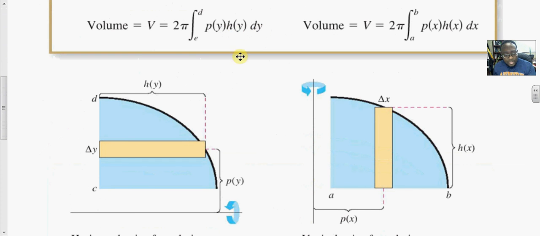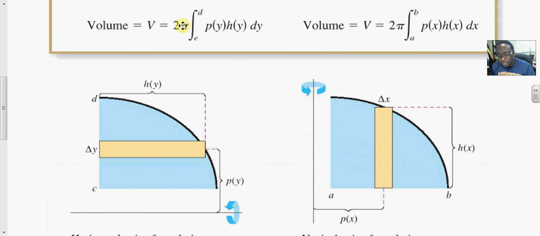Now h of y is the height, or the length of the radius. The radius is that rectangular slice. And then p of y is said to be the distance from the center of the radius to the axis of revolution. And because of the center, we get halves, and you get a factor over 2, and so that's how we get this 2 times pi times the integral.